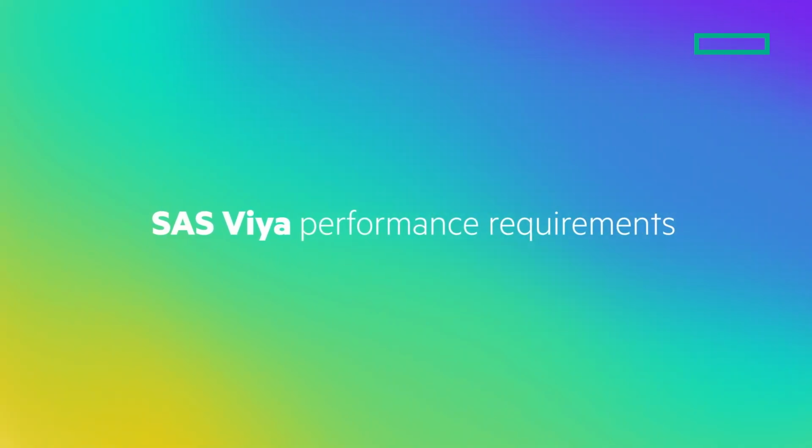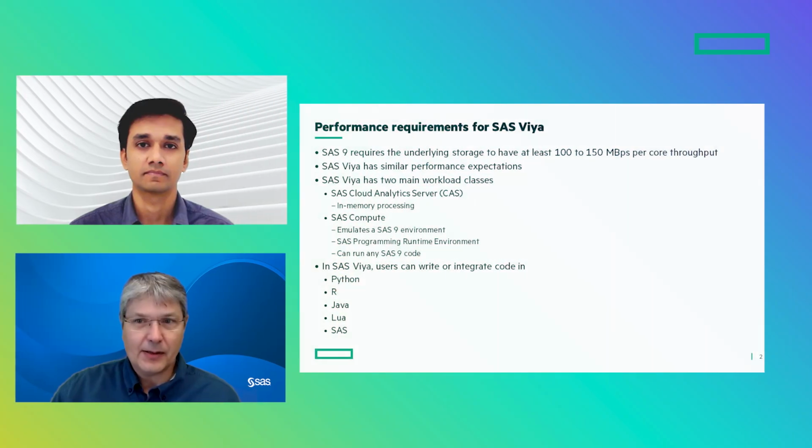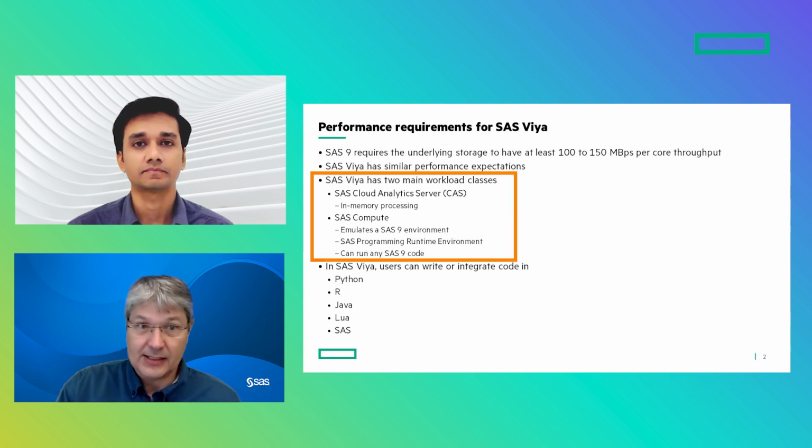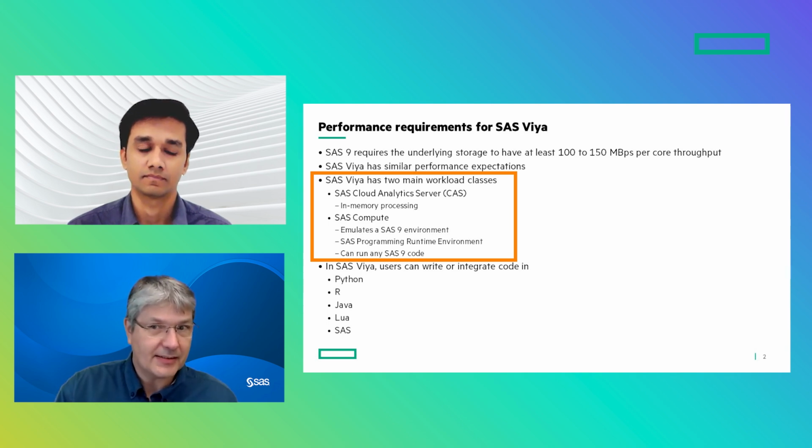And does this performance requirement change in any way with the containerized architecture of SAS Viya? No, not much. In SAS Viya, we do have two main components or workload classes. One is the Cloud Analytics Server, what we call CAS, and then we have the Compute Server. CAS is the in-memory processing engine in SAS Viya, and Compute is basically emulating a SAS 9 environment. That's what we call the SPRI or the SAS Programming Runtime Environment.